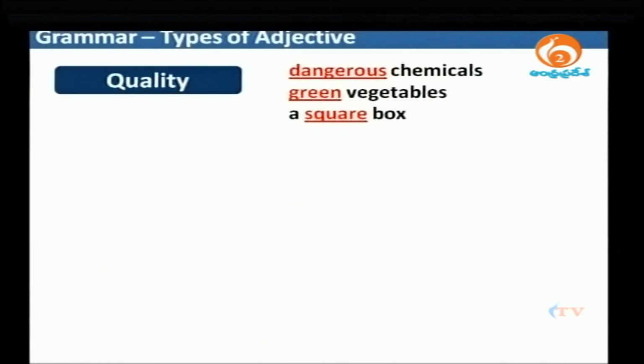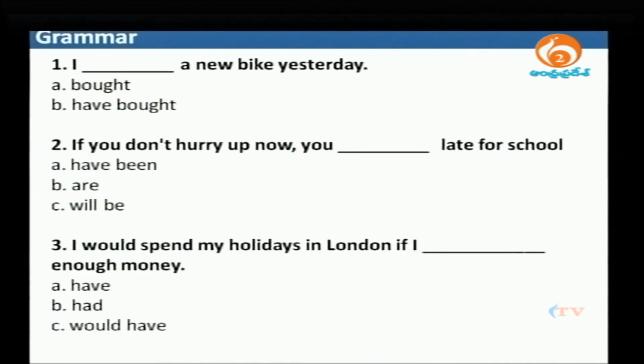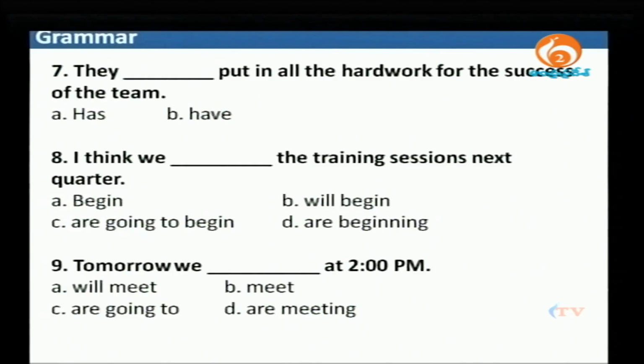Let's look at one example. I want to take the example first and then I will go over to the explanation part. For example, here I have some questions. Just a moment. All right, let's look at number 7. They dash put in all the hard work for the success of the team. So they have or they has? It should be they have because they is a pronoun but in plural form. So I need to have this in plural form as well.